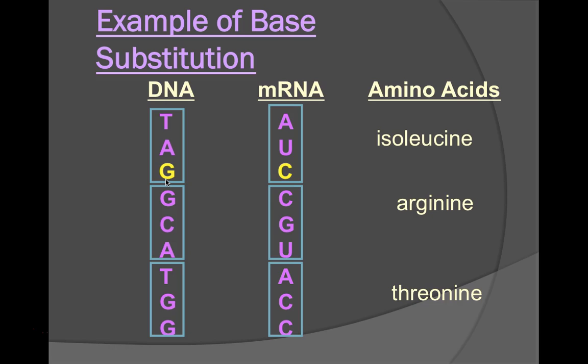So that's just an example of a substitution mutation. This would be a missense mutation because instead of producing methionine, you are now producing isoleucine, which changes the amino acid chain from methionine, arginine, threonine to isoleucine, arginine, and threonine, which is actually even worse because methionine is the start codon. Now this actually wouldn't even be produced because there is no methionine to get that started. So this one is actually even more harmful than normal.